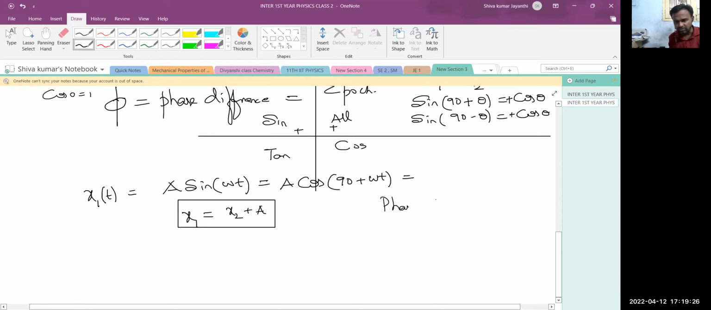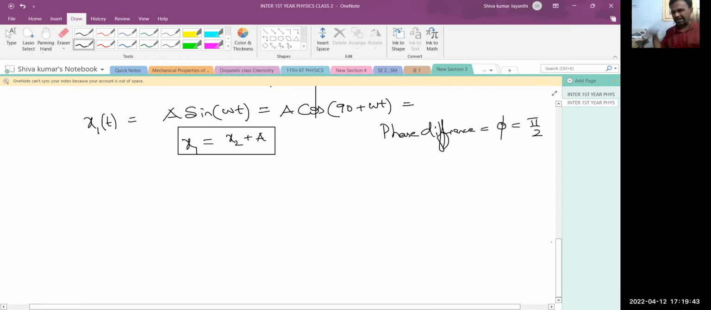So the phase difference is pi by 2. Epoch. Understood? Is it clear? Right. So that much we understood. So in our general understanding as a student, what is phase? I will tell you.